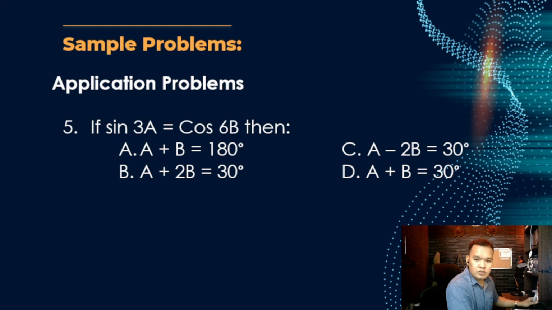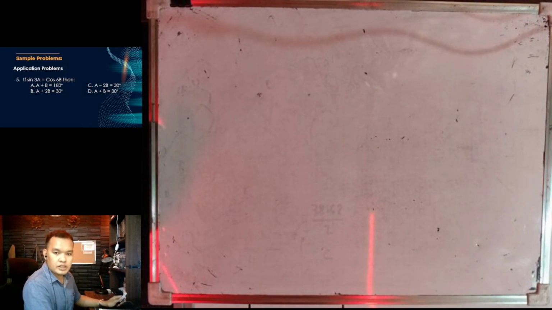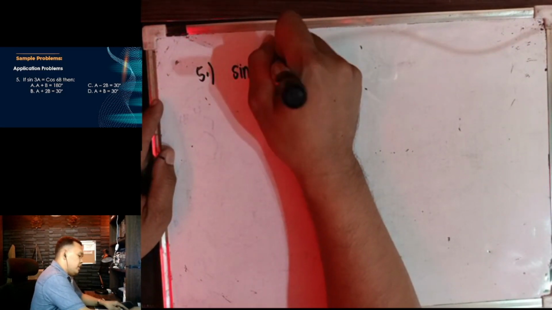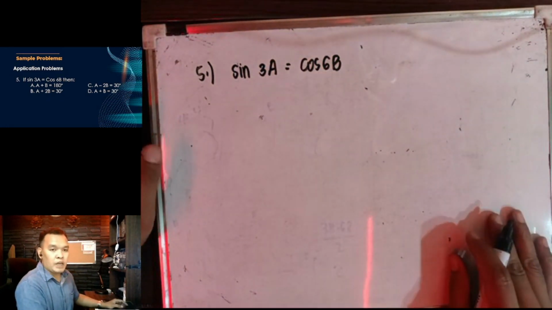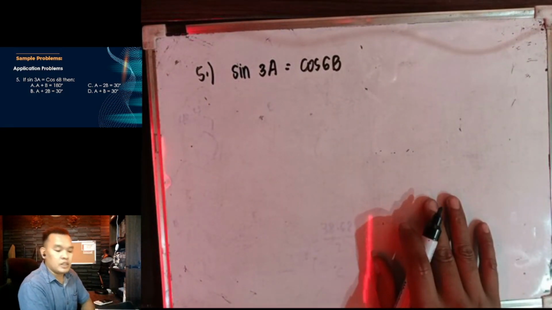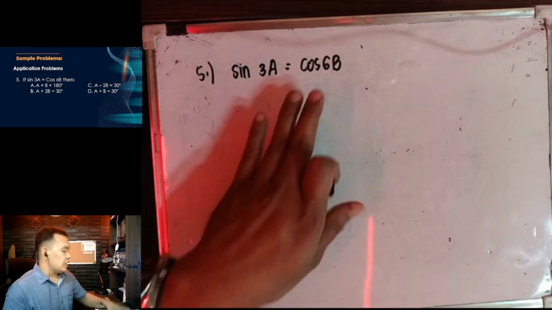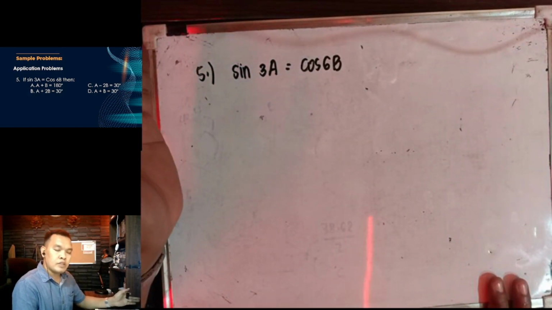Okay. So yeah. The question is, number 5, sine 3a is equivalent kay cosine 6b. So, maghanap lang tayo ng equivalency value niya dyan sa choices na yan, no? So, we have here, ito, papalitan ko ito as co-function ng sine, co-function niya.